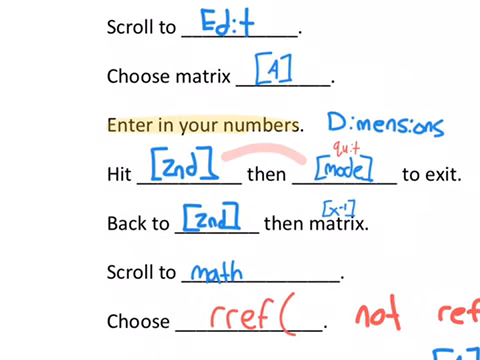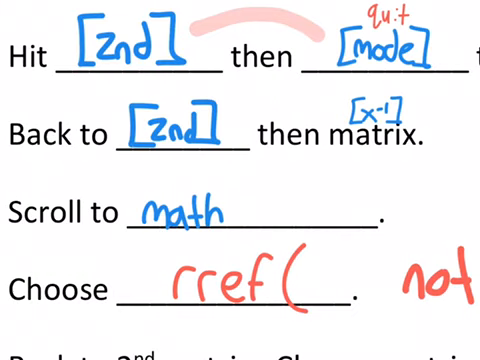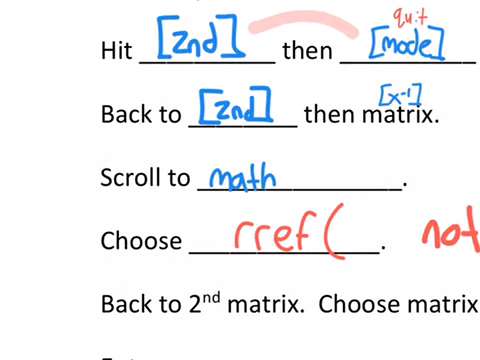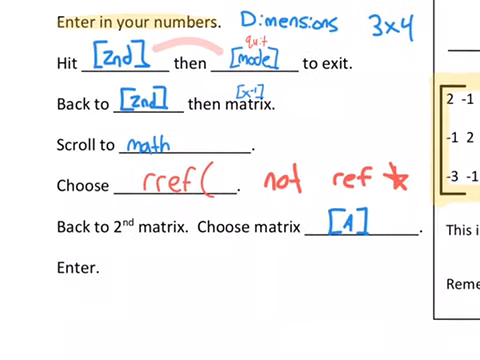Now what we need to do is go back into the matrix realm, which is second matrix. Still that x negative 1 button after you hit second. Then scroll to math. When you're in the math menu, you have to scroll down for a while. It's also faster to scroll up to go to the bottom of the list, but you'll go until you find RREF. You do not want REF, you want RREF. When you hit that, it'll take you back to your main screen, and RREF will be sitting there waiting for a matrix to show up.